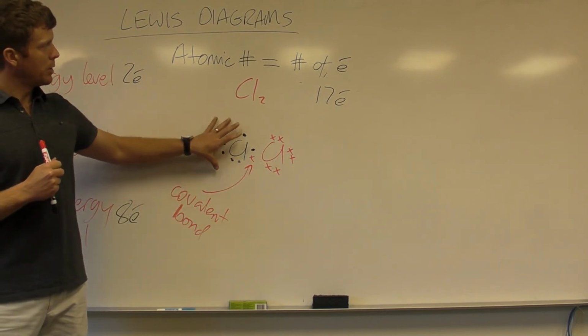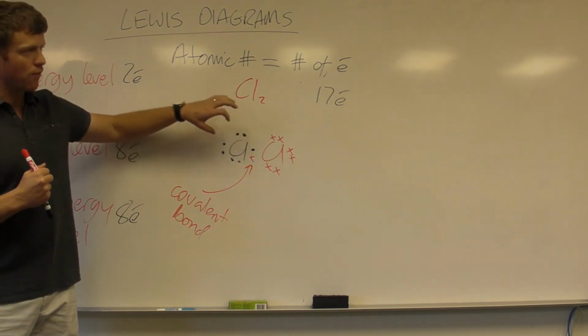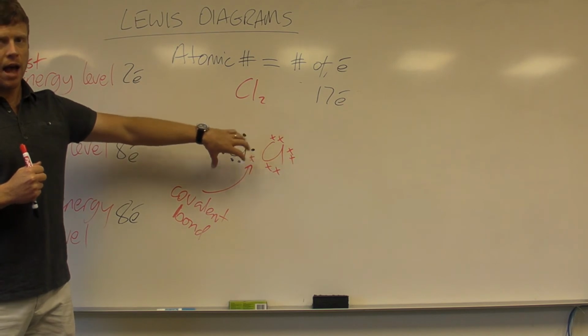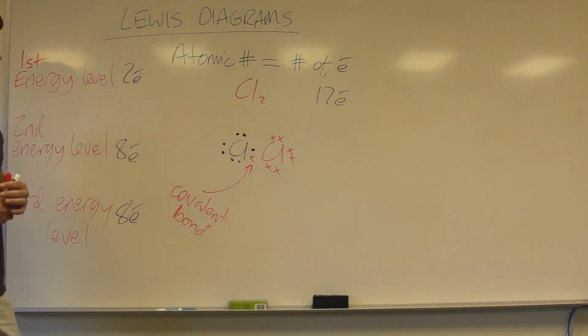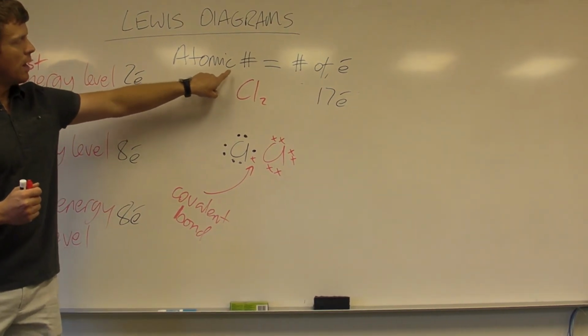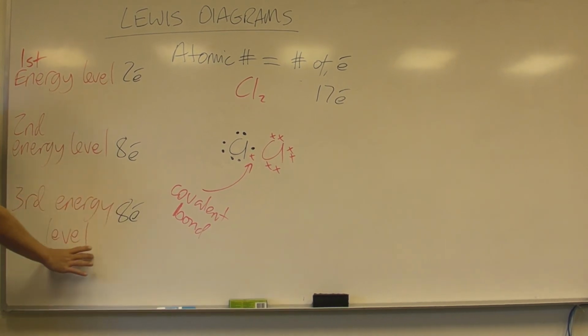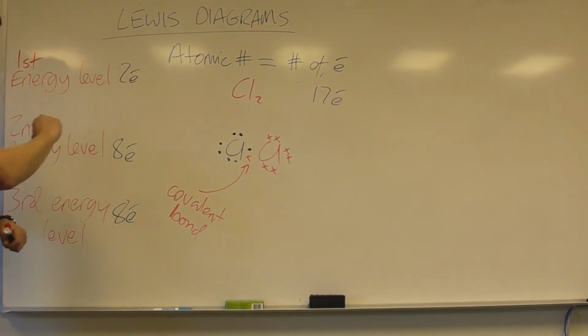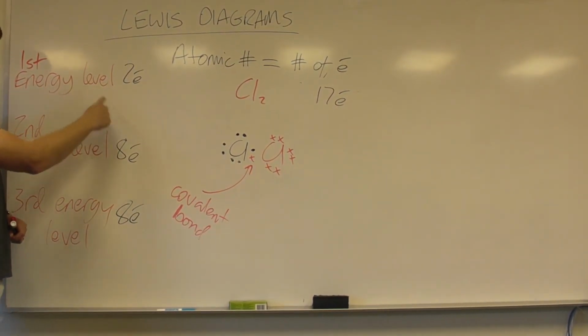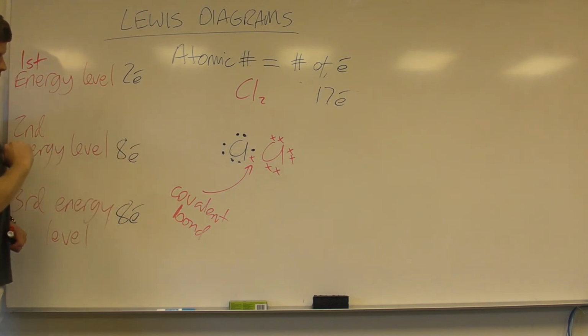And this is what Lewis was really researching. How do these bonds get formed? What are they? Why do they happen? So that's it. The big ideas are understanding what atomic number is, and it's the number of electrons. This is the most complicated math that I think we will cover in Lewis diagrams, knowing that the first energy level holds 2, the second one holds 8, the third one holds 8.